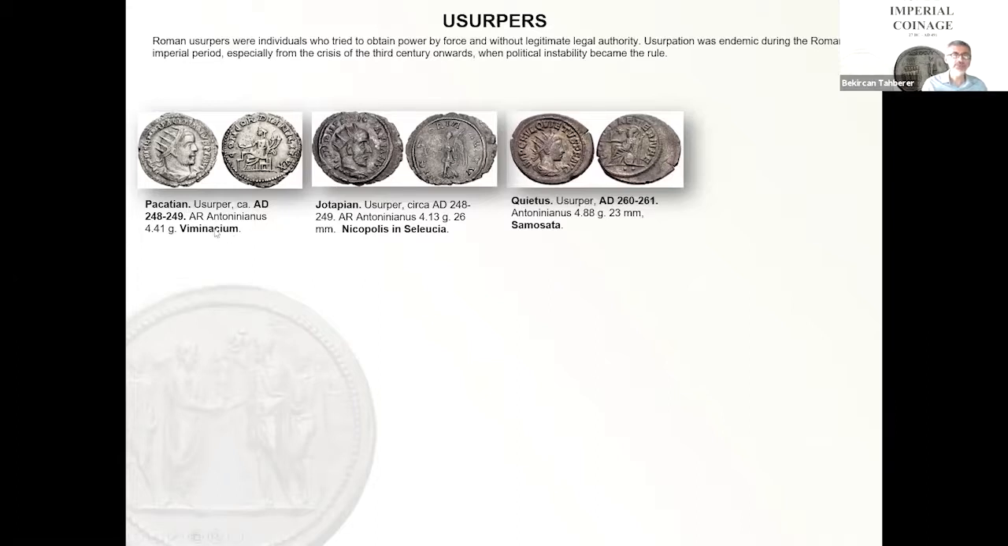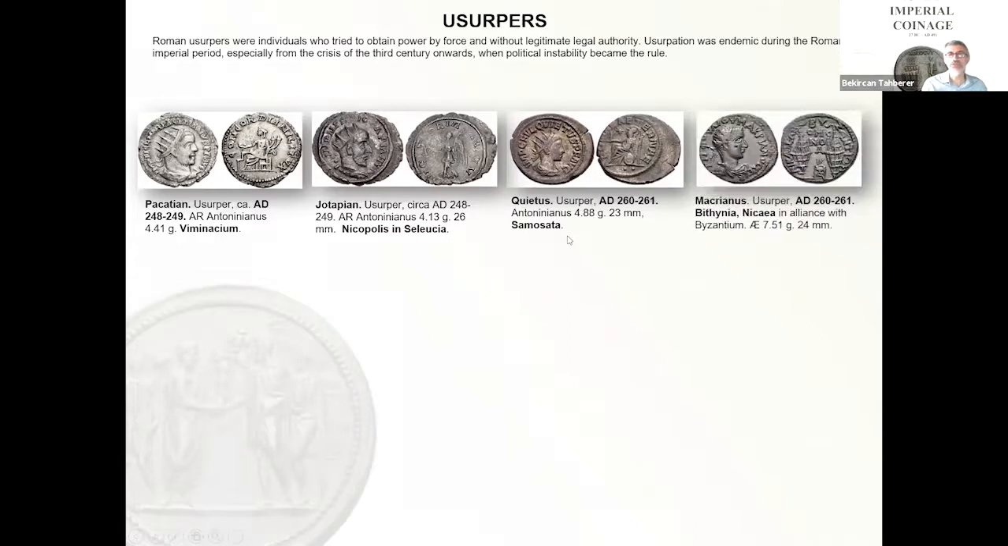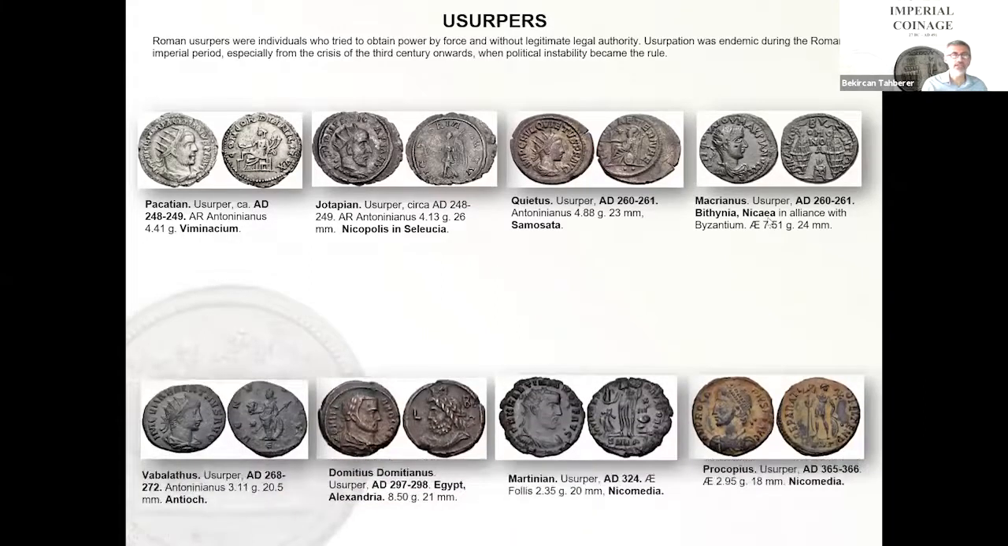Here we see Pacatian in Viminacium, Western Central Europe, Jotapian, Quietus, Macrianus, who even minted civic coins, and so many others. Baballatus, Domitius Domitianus, Martinian, Procopius, and there are many others. They're interesting numismatically and historically to study.